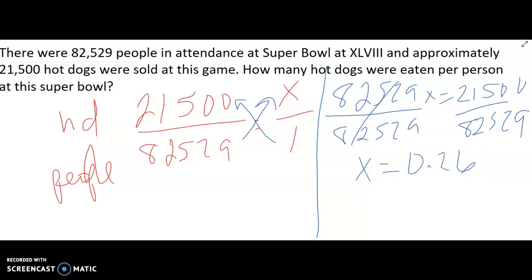I rounded that. Now, what this tells you is that for every person at this Super Bowl, they ate approximately 0.26 of a hot dog, right? 0.26 is very close to 0.25, which is a fourth. So to give you a better understanding, every person in that stadium ate about a fourth of a hot dog. That gives you an idea of how many hot dogs were eaten. So a ton of people, well, 82,529 of them. Every one of those people ate about a quarter of a hot dog. I can see that. I understand eating a fourth of a hot dog. That's what was happening at this Super Bowl. Okay? All right, let's do another one.